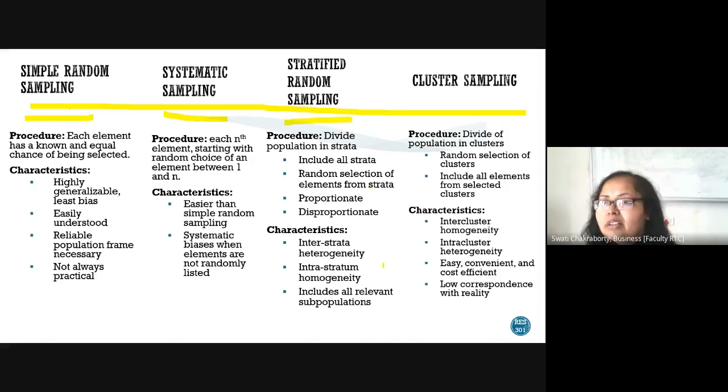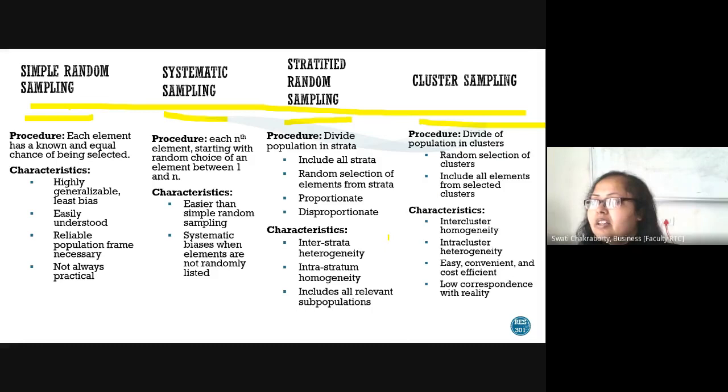Stratified random sampling, where we divide the entire population into strata and include all the strata. We make a random selection of elements from each stratum. So we are including all the strata. It's proportionate, it could be disproportionate. And there is interstrata heterogeneity and intrastratum homogeneity. Okay, so different strata are heterogeneous, within the strata is homogeneous. So it includes all relevant subpopulations.